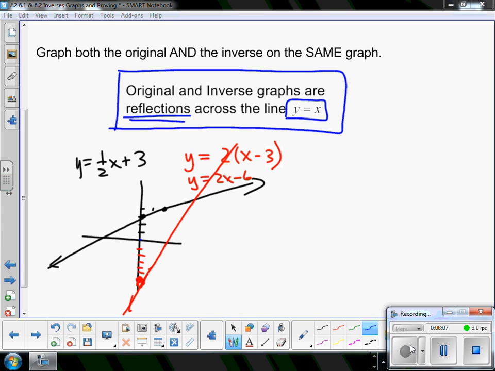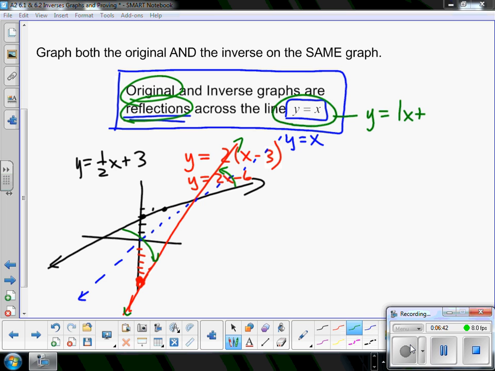If I draw the line y equals x through here, hopefully you can see, and again, this is a very quick and not so careful example, that if I take this black graph and flip it across the dotted blue line, it becomes the red graph. If you reflect the original function across the line y equals x, that's y equals 1x plus 0, slope of 1 with a y-intercept of 0, then you get the inverse graph.